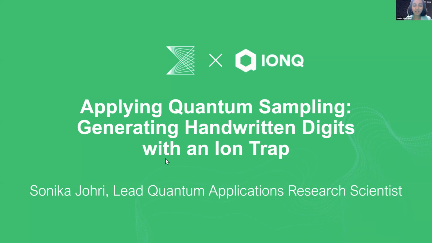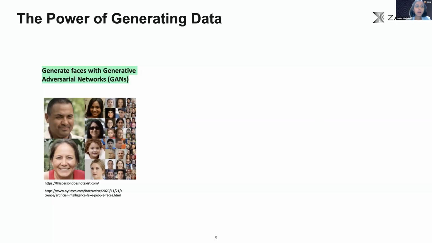Thanks, Chris. Hello, everyone. I'm Sonika Johri from IonQ, and I will be talking about the results from a collaboration between Zapata and IonQ, where we use the power of quantum sampling to enhance the generation of synthetic images. So let's begin. On the left here, you see pictures of human faces. However, these are not pictures of real people, but have been generated by what is known as a generative adversarial network. Such images are often also known as deepfakes, since they look extremely real, but they are in fact synthetic.